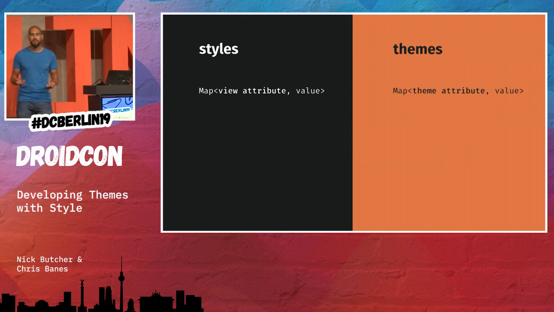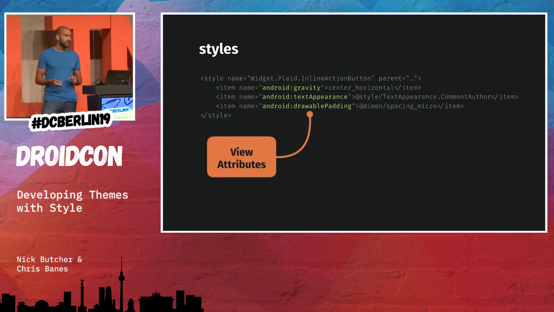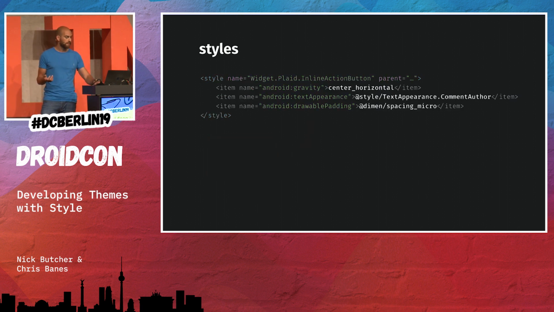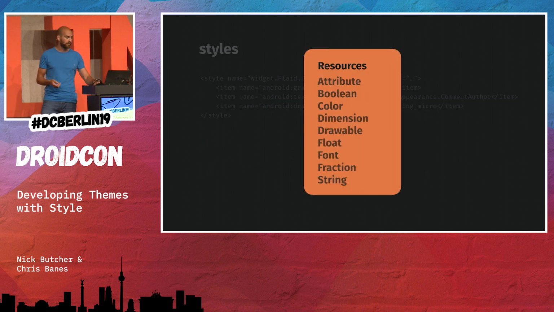The first thing to understand is that if you think of them as a map of keys to values, the key types are different. In a style, the keys are all view attributes, things you would declare in your layouts to set attributes of views. Whereas in a theme, the keys are theme attributes. So for example, here is a common widget style, and you can see that each of the keys here are things that we would set on a view, and the values are resources. They point to resources in the resource system.